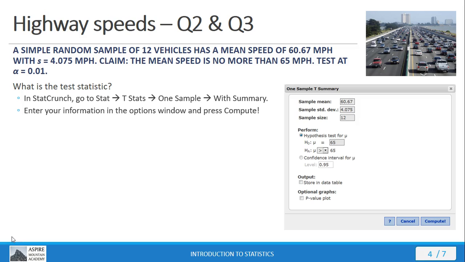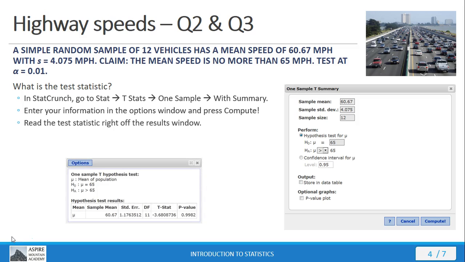Enter your information in the options window. So up at top, you're going to put in your summary stats, and then make sure those fields for the hypothesis test are matching. And away you go. Hit compute. Get your results window out. Test statistic, as always, second to last number there in the results window.